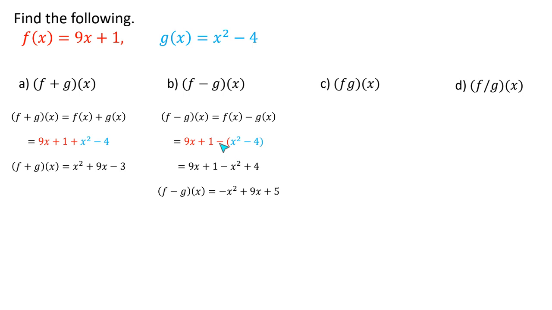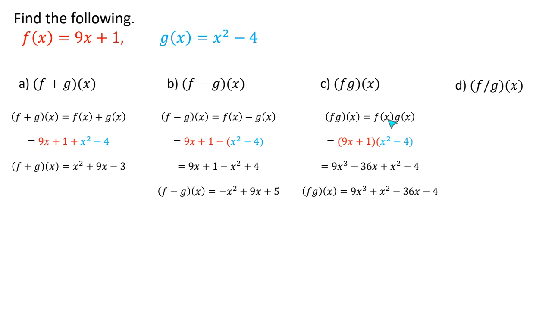We're going to distribute the negative into the parentheses. So negative times x squared is negative x squared. Negative times negative 4 is a positive 4. We can gather our like terms, so we get negative x squared. We have a 9x, and 1 plus 4 is 5.